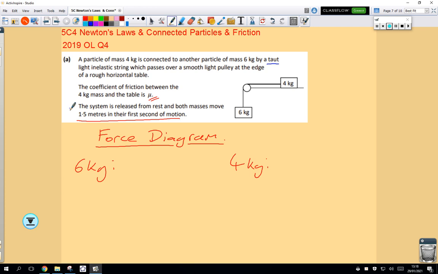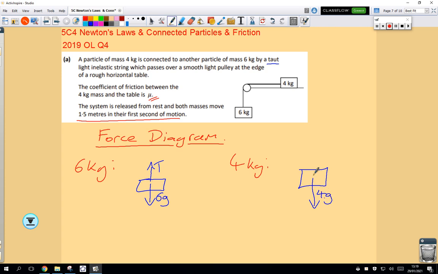So the 6 kilogram particle, there's the force on that particle by gravity called the weight, which is always mass times little g. There's the force on that particle by the string pulling upwards, which is called a tension force. The 4 kilogram particle has its weight acting down, the force on the particle by gravity, which is always its mass times little g.